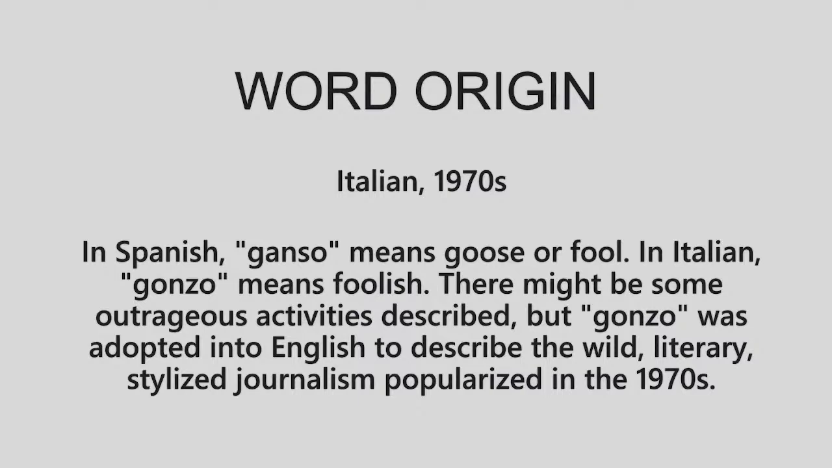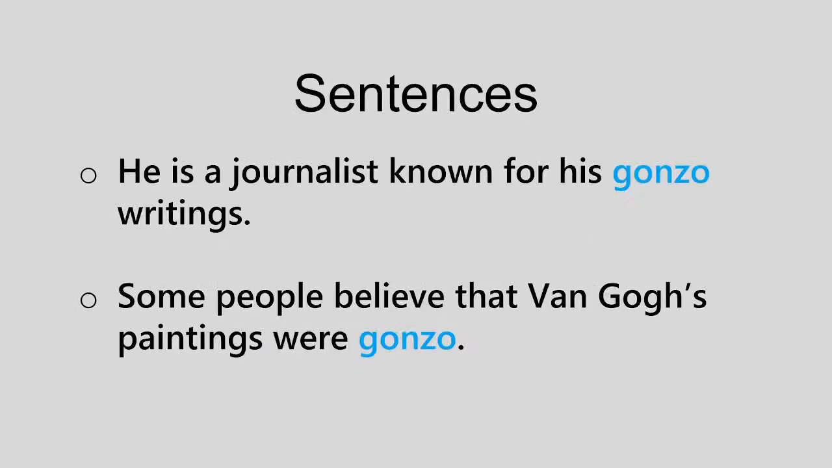popularized in the 1970s. Now let's look at some examples of the term being used in some sentences. He is a journalist known for his gonzo writings. Some people believe that Van Gogh's paintings were gonzo. And lastly, here are some synonyms: bizarre, eccentric, etc.